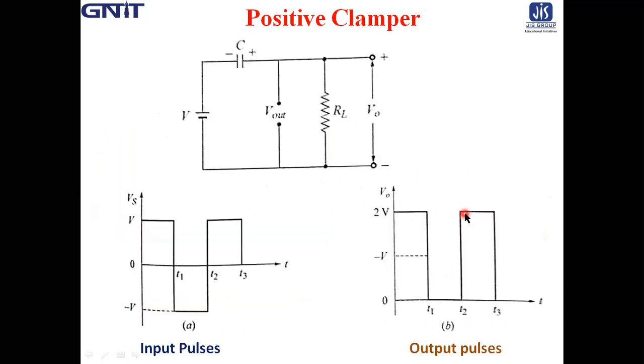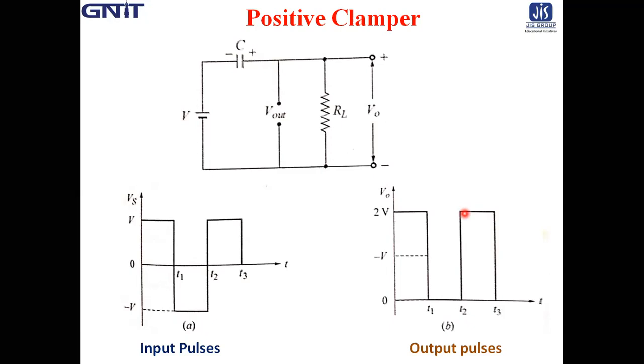Just I am showing you the circuit. The capacitor is charged to plus V volt almost instantaneously. During this interval, the output voltage across the short circuited diode is 0. During the positive half cycle of the input square wave pulse, between 0 and T1, the diode becomes reverse biased, behaving as an open switch, and the capacitor will discharge.